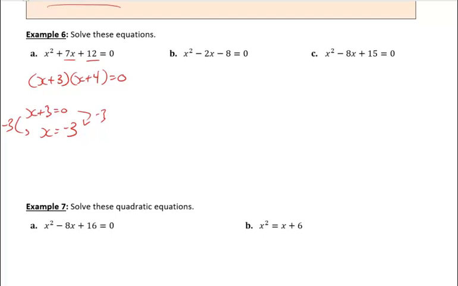And the other solution is, well, you can probably look at it and tell me. If I have x + 4 = 0, and I take 4 from both sides, I would get that x is equal to -4. Right? Now I've got negatives, so that's a little bit different.